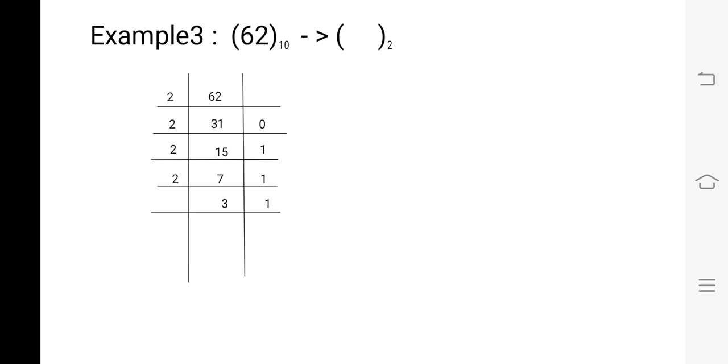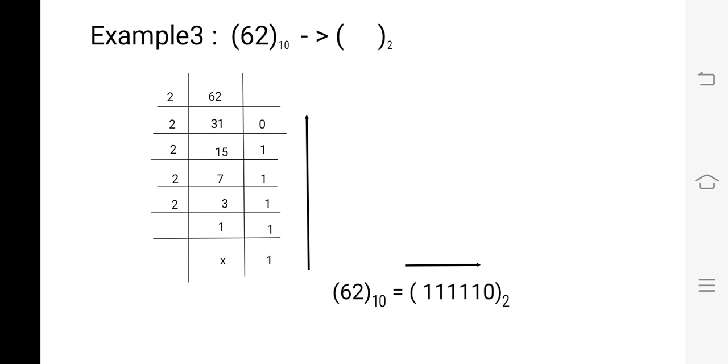3 is greater than 2. Divide 3 by 2. In the quotient 1 is coming. 2 multiplied by 1 equals 2. So 3 minus 2 equals 1. Note down the remainder 1. Now children, we stop division and put the cross sign in the quotient area. We note down this 1 in the remainder area. Now read from bottom to top: 1 1 1 1 1 0. This is the binary equivalent of 62. So this way we find the binary equivalent of a decimal number.